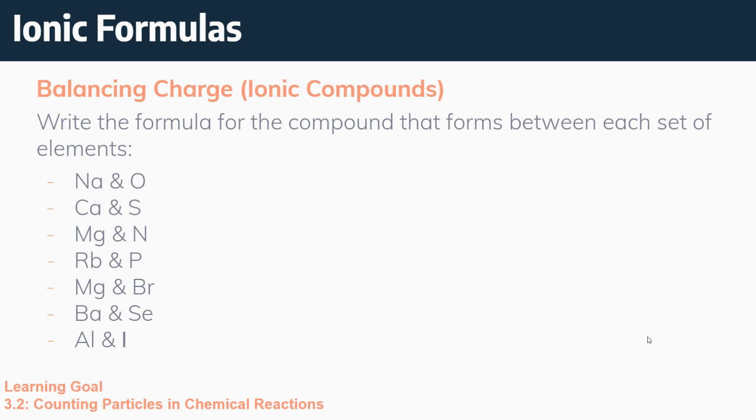When we look at this first example, sodium and oxygen. So looking at your periodic table, sodium is going to form sodium 1 plus. Oxygen is going to be oxygen 2 minus. When we put those together, we have a 1 plus charge and a 2 minus charge. We need 2 sodium ions to balance that charge, giving us an overall 2 plus and 2 minus, which cancel. Gives us an overall neutral ionic solid. So sodium and oxygen form Na2O.